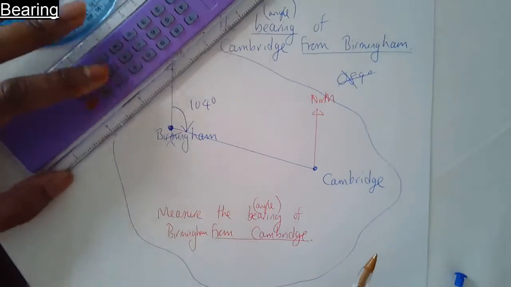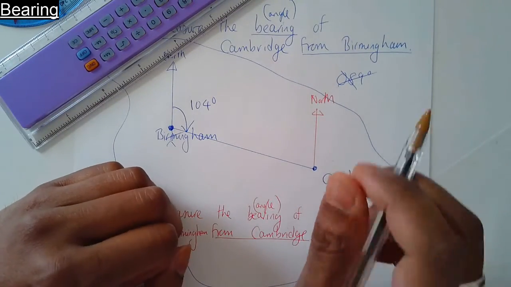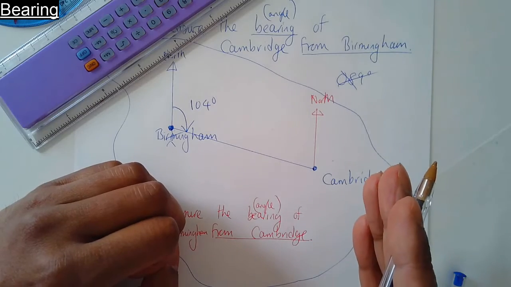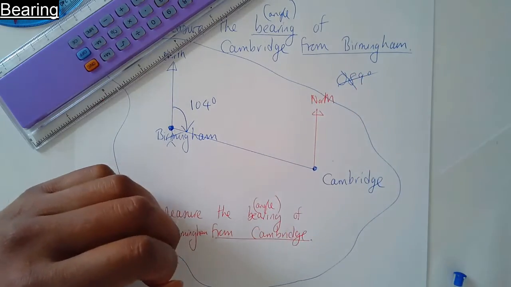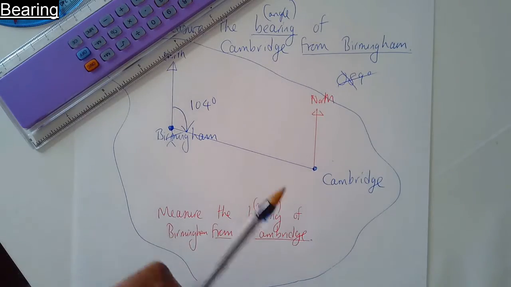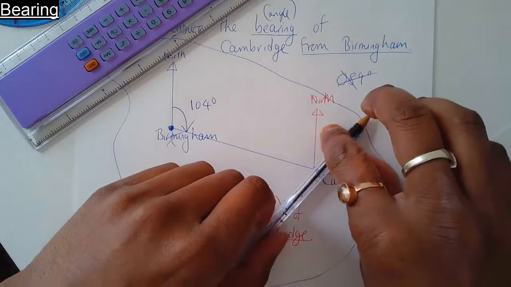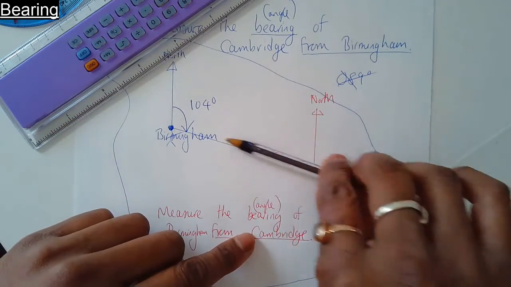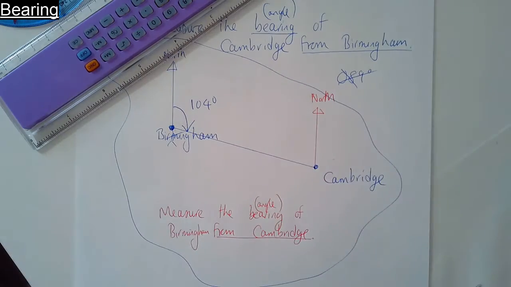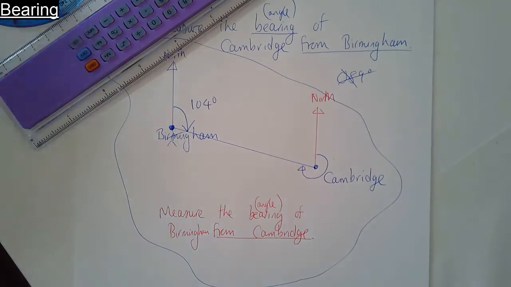And as I said already, the angle is always measured clockwise from the north line. So it will be going that way, measuring this way, keep going until I'm facing Birmingham. So this is the angle that I'm after. That's what I want to measure.